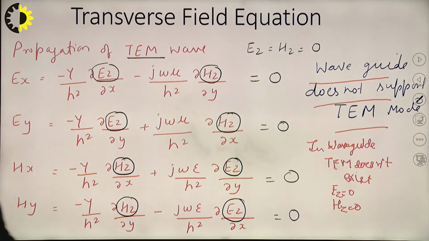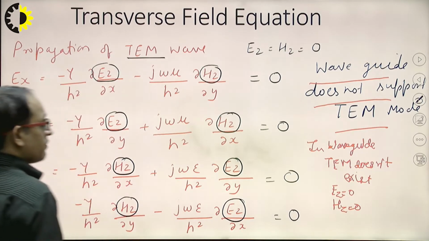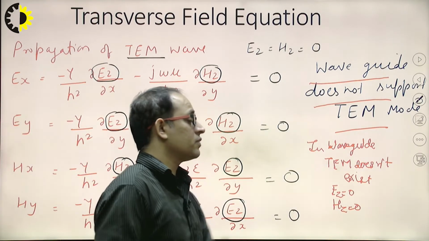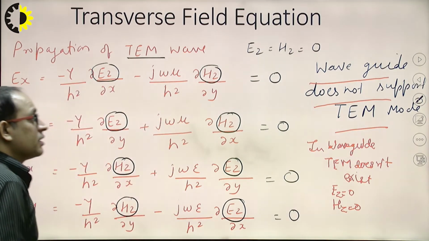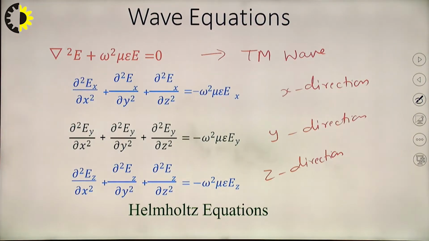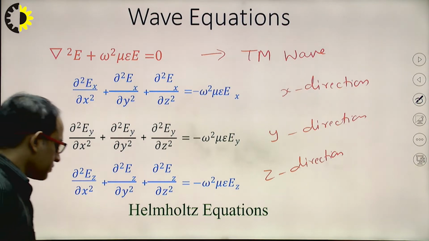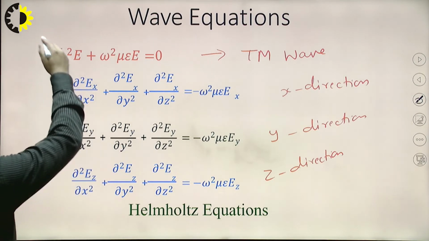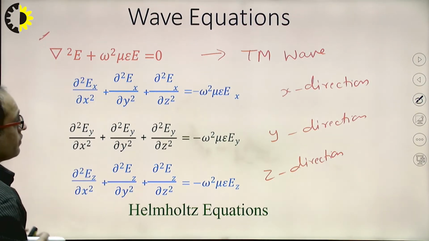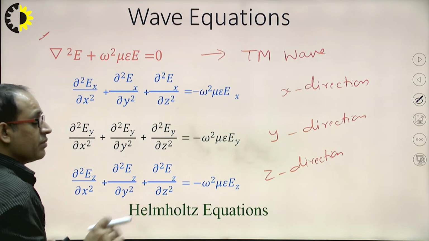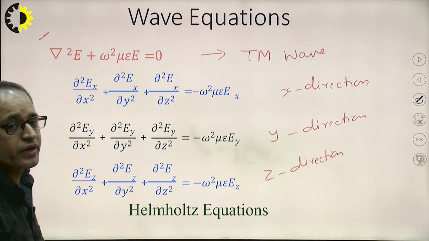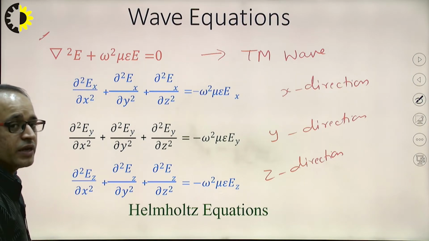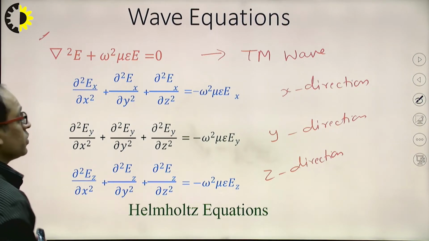So the question always comes, why derive the equations, for finding out that the waveguide does not support the TEM mode. Now see, these are the waveguide equations. Next, we will find out for the TEM mode and TE mode the values of Ex, Ey, Hx and Hy. Clear?